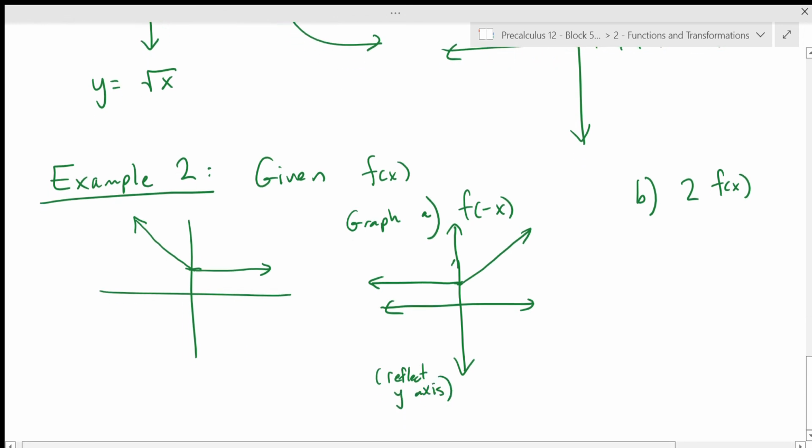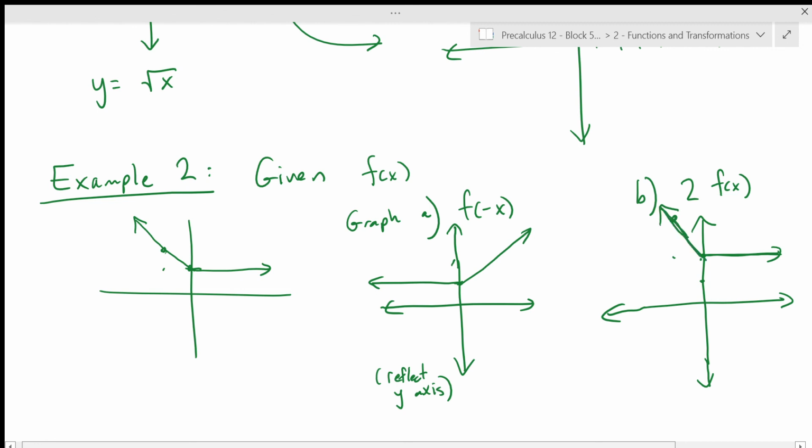And if I want to do 2 times f of x, what I'm going to do is every y value I have is going to get multiplied by 2. So if I was here, I'm going to be up here. And this whole line that I started with, I'm graphing from the original function, is going to be up here. If I was going over 1 and up 1 to get that point, I would go over 1 and up 2 instead. So that's going to have the effect of making that steeper.